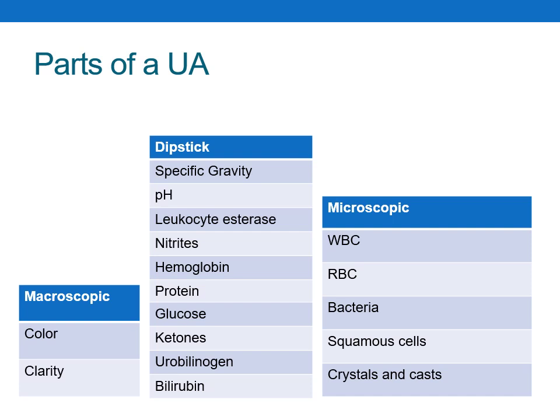The UA is broken down into three major groups: the macroscopic analysis, the dipstick test, and the microscopic analysis. We will go through each of these tests and each result and go through what some of the disease states that might cause a positive test result in each of these categories.